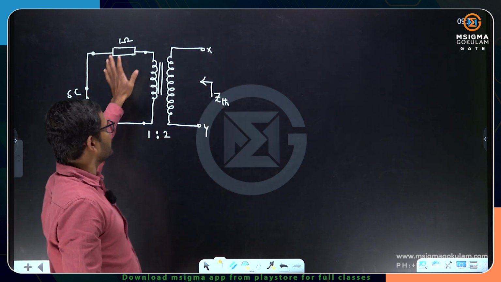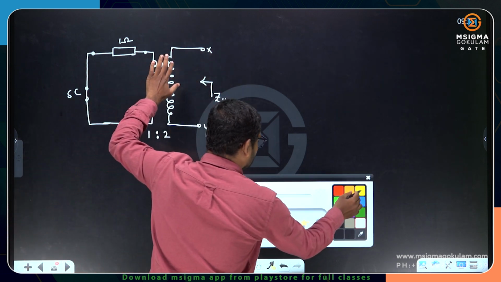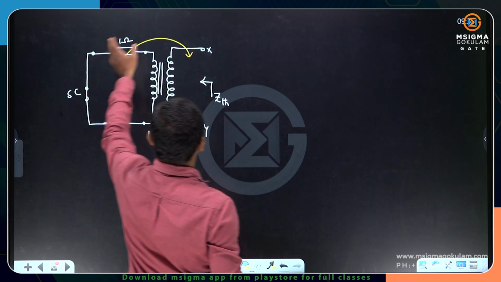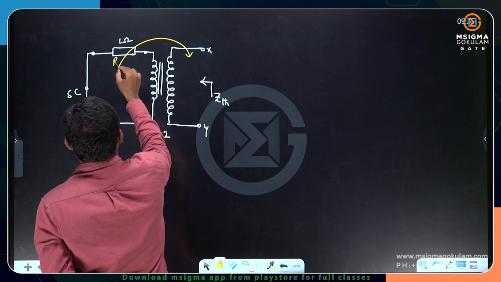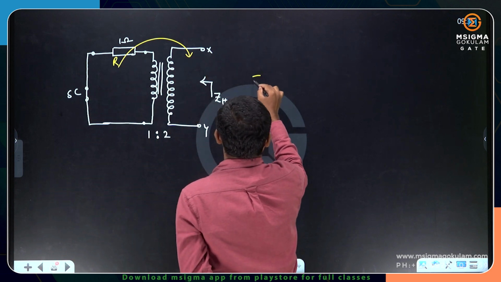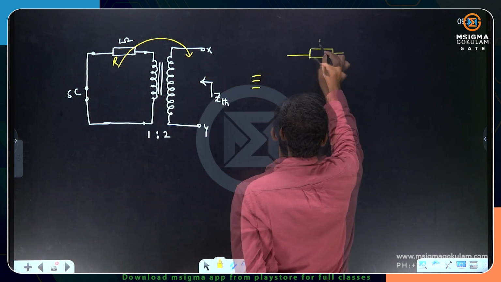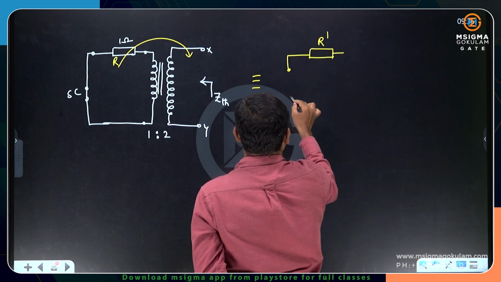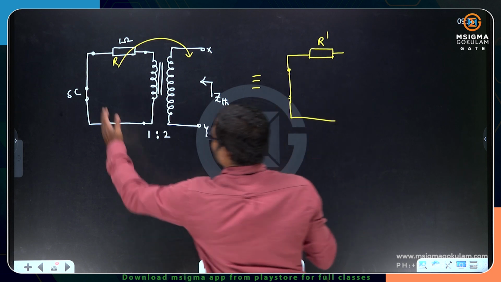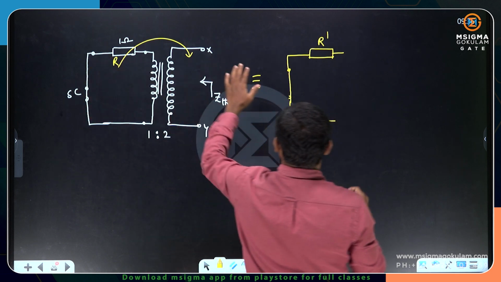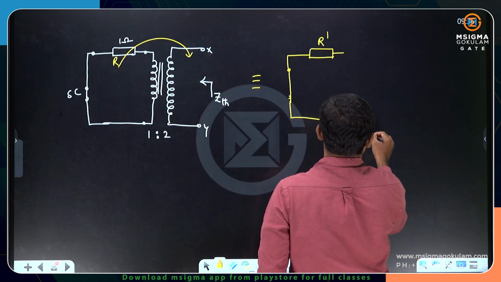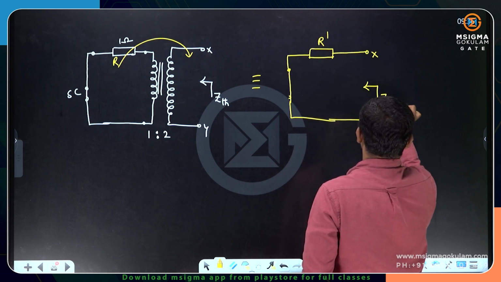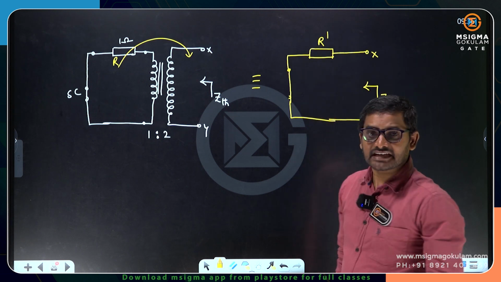If you transfer the winding onto the secondary side, what will be the resistance now? If you take it as R, then after transferring, it will be like R dash. If you shift the entire thing, it will be short circuit, you can see. So this is my Y terminal and this is my X terminal. So this is ZTH.